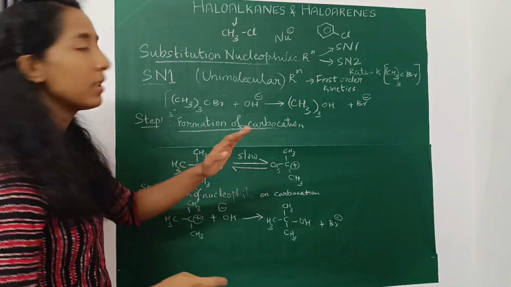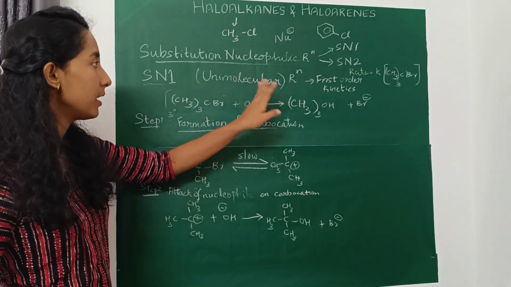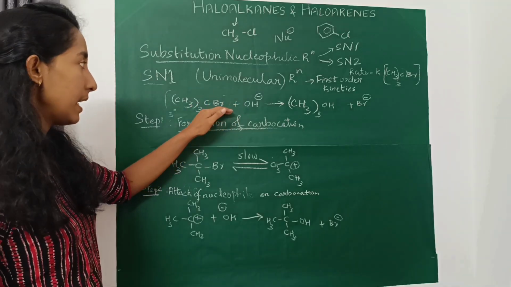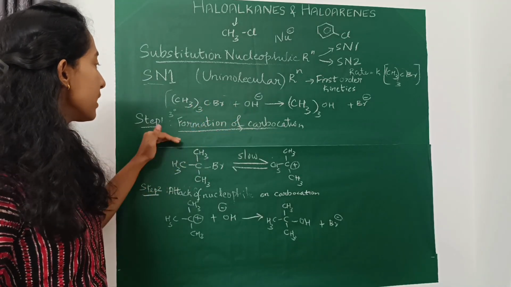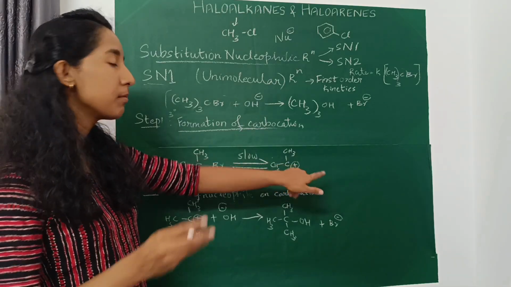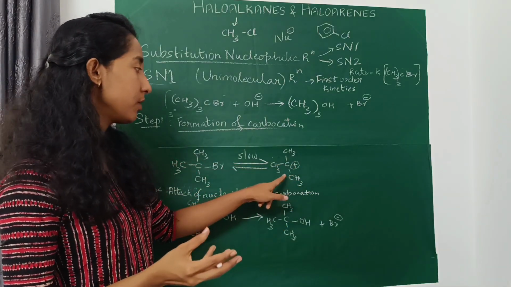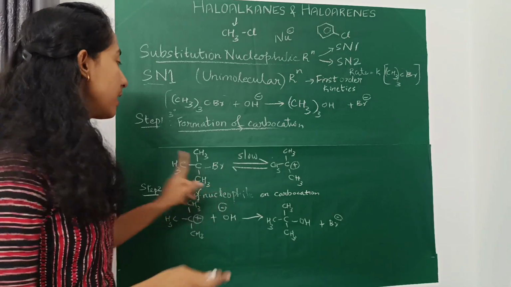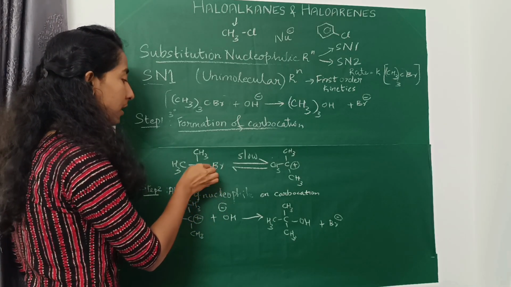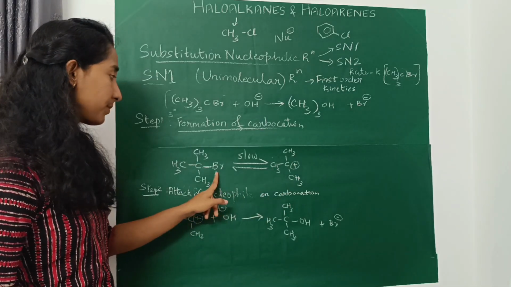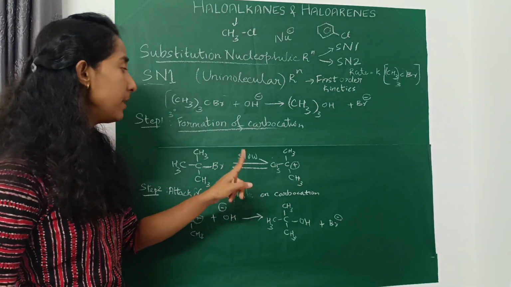Now we have discussed the SN1 reaction. It's a unimolecular reaction with first order kinetics, and the rate depends only on the concentration of the alkyl halide. Step 1 is the formation of the carbocation, a species where the carbon contains a positive charge. There is a cleavage of the carbon-bromine bond to form this carbocation. This is the rate determining step, a slow step.